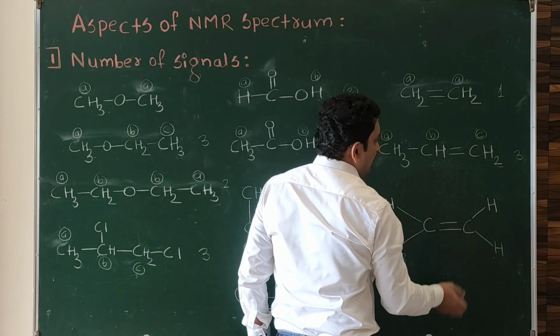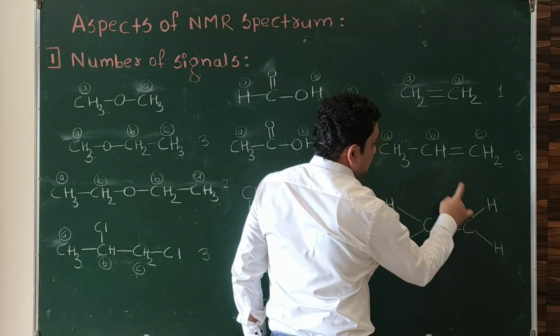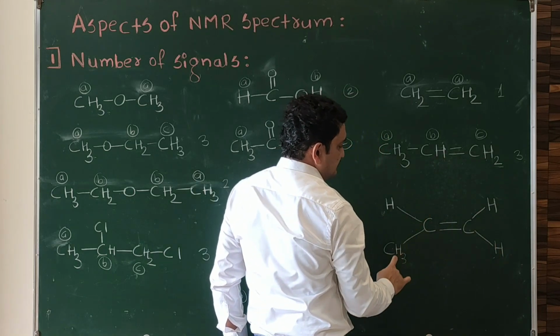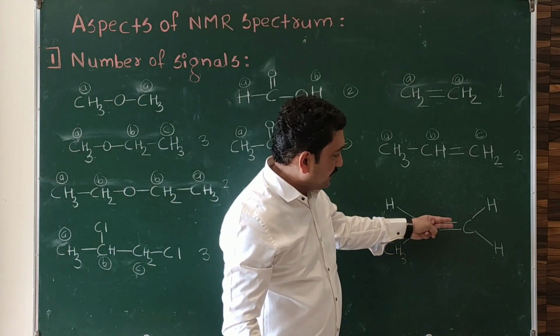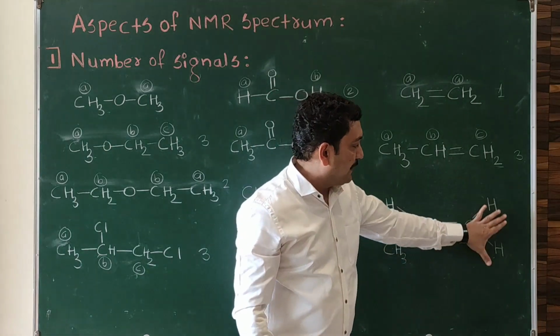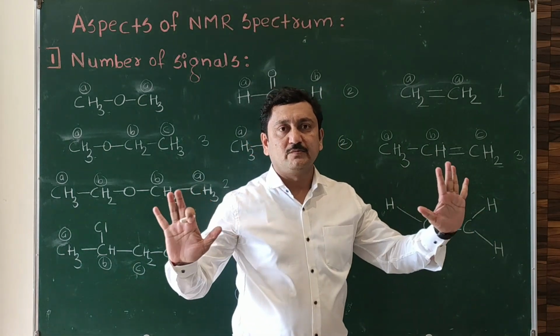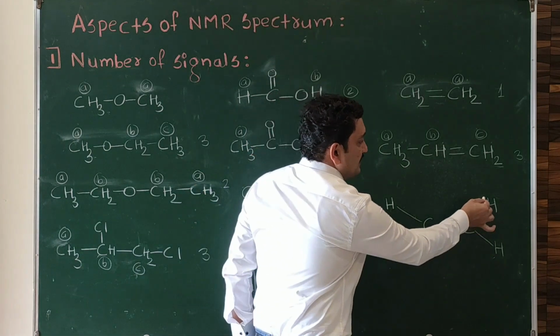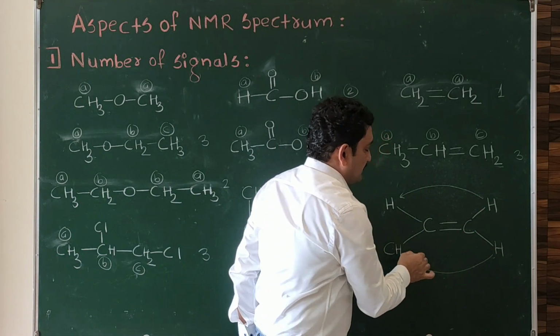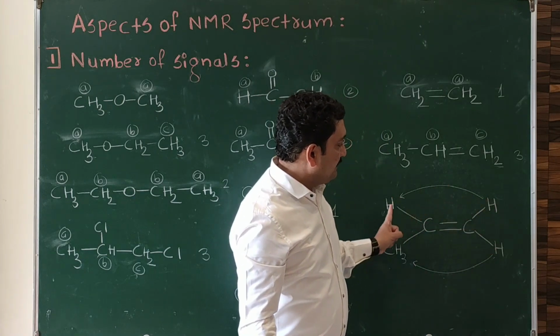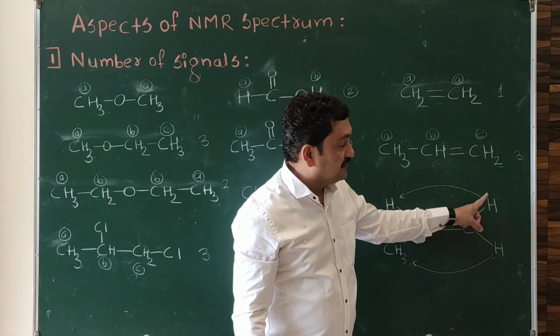This is a carbon double bond carbon. These are the 2 hydrogens. This hydrogen is this one and this is the CH3. As this is a double bond, the double bond cannot rotate, so the position of atoms will not change. Their positions will be fixed forever. So this hydrogen is in this environment and this hydrogen is in the environment of CH3. The 2 hydrogens have different environments, so they will give different signals.